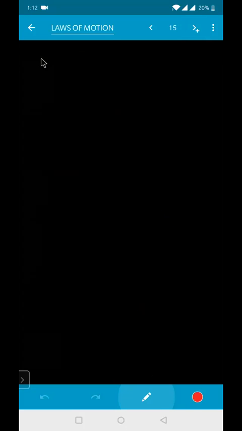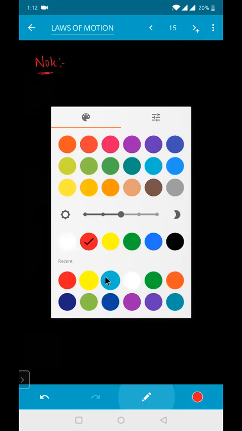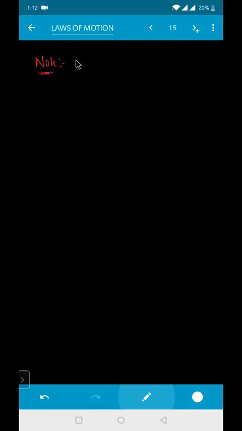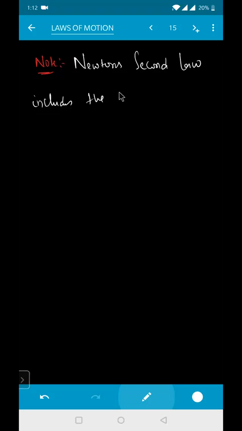So I can write one point here. Keep a note: Newton's second law includes the first law as a special case. How?